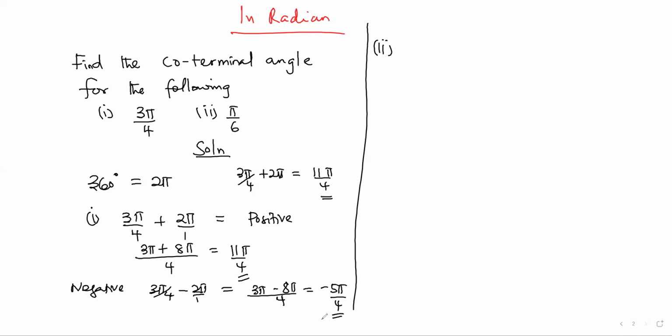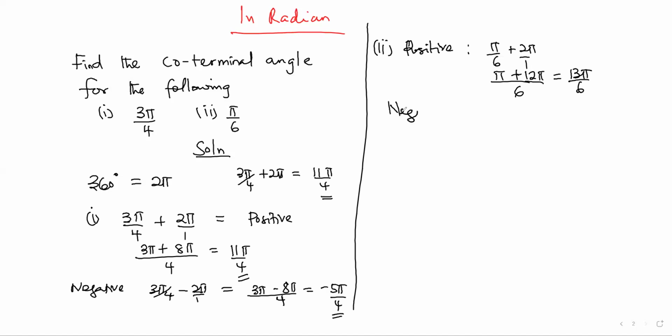All right, so let's come to the second question. For the positive, we're going to add 2 pi to pi over 6. This over 1, we divide, we have 6. 6 into 6 is 1. 1 times pi is pi. 1 into 6 is 6. 6 times 2 pi is 12 pi. So in all, we're going to have 13 pi on 6.